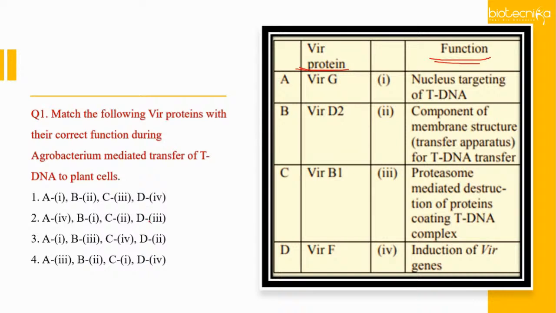Yes, Varsha and others, are you able to get any answer for this question? So we have Vir G gene, Vir D2, Vir B1, Vir F, and their corresponding functions. If you are clear with the functional aspect of virulence genes that are involved in the gene transformation by Agrobacterium, you will definitely reach a conclusion over here. Okay, I got an answer from Akansha. Akansha has mentioned option 2. What about others?